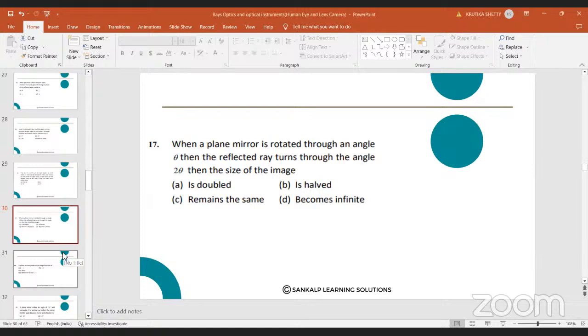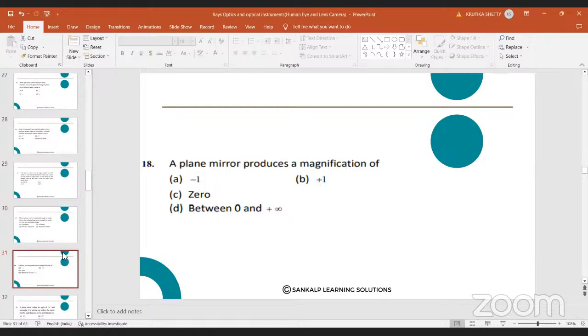Then the next question. A plane mirror produces a magnification of. It is -1, it is +1, it is 0, or between 0 and infinity.